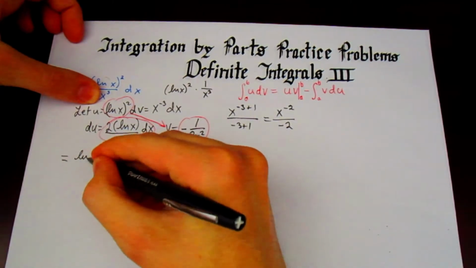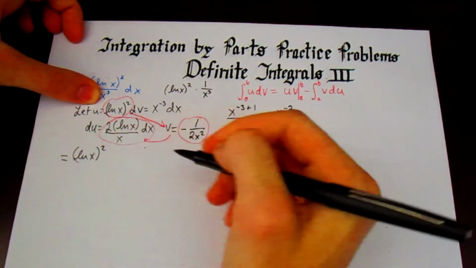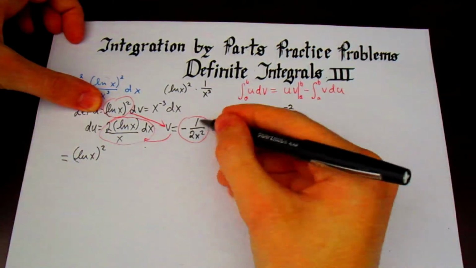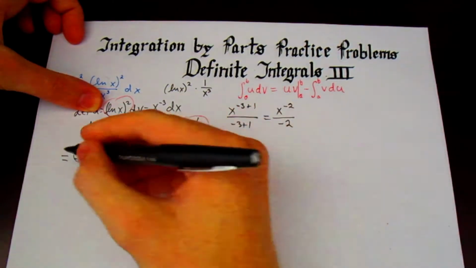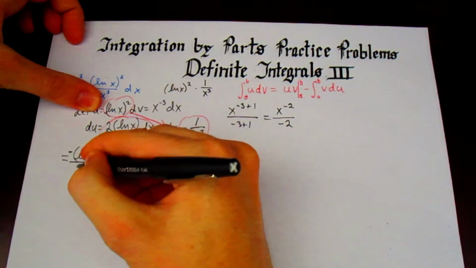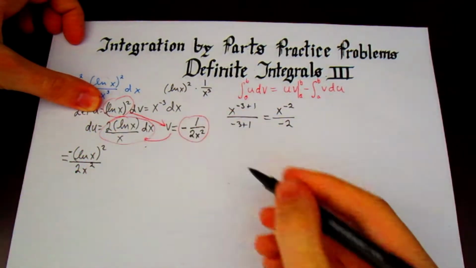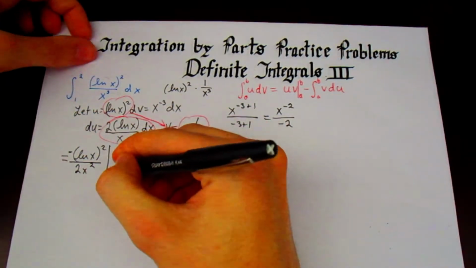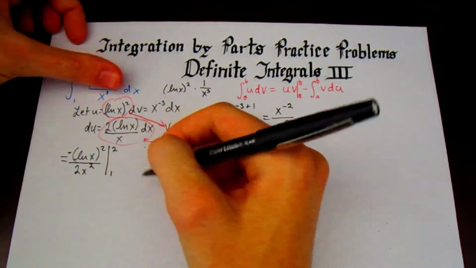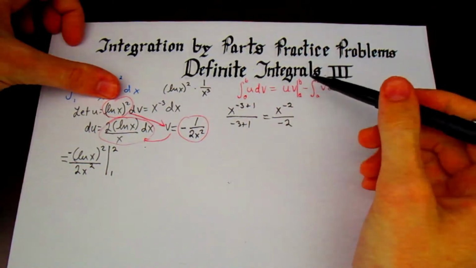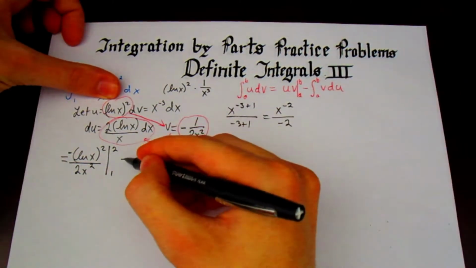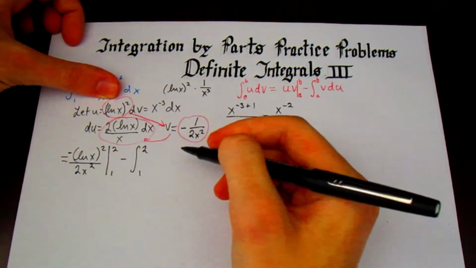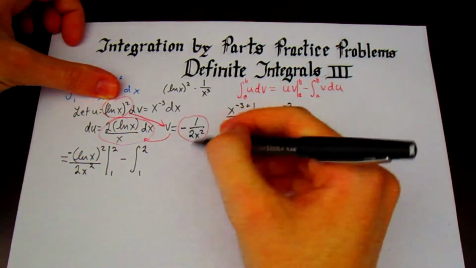natural log of x squared, and we multiply it by what we solved for v, which is negative 1 over 2x squared. I'm just going to combine it. Then that's going to be integrated from 1 to 2, and then I'm going to subtract the integral from 1 to 2 of v du.